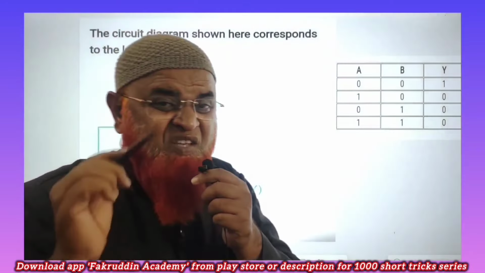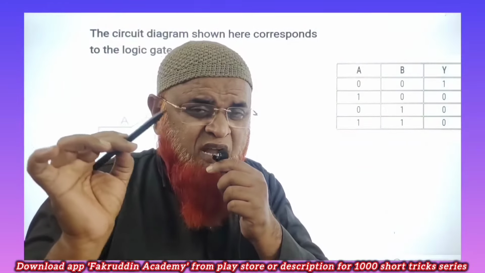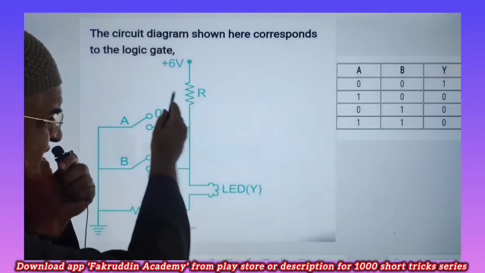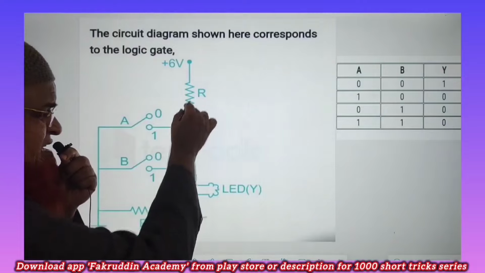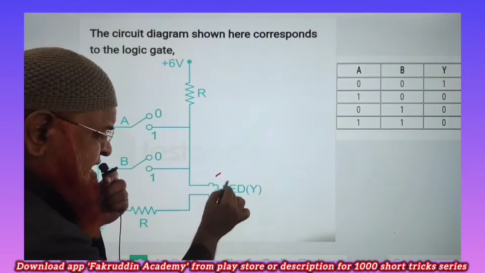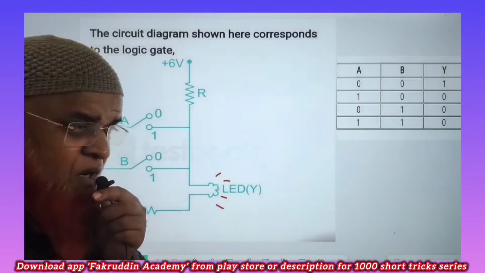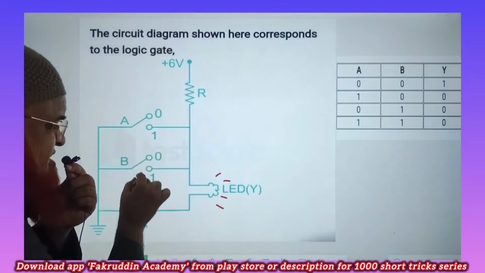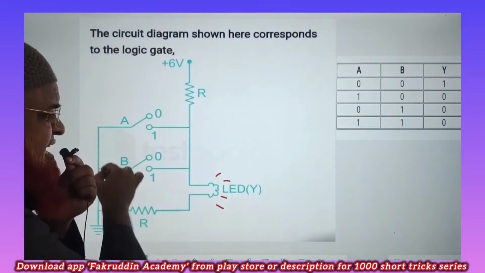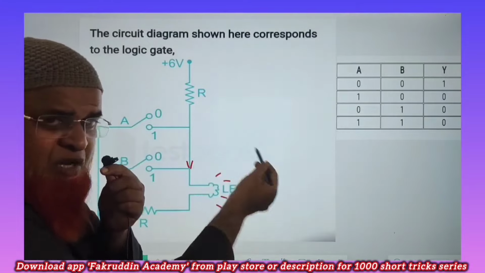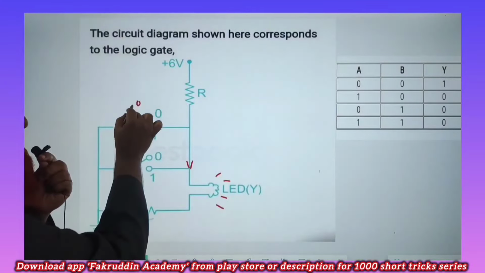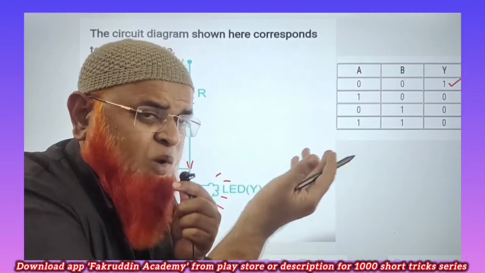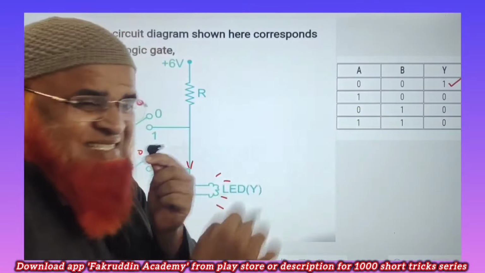My dear students, this is a NEET previous year question. I would like to explain this in a super simple way. You can just see the circuit here. This is a bulb here. See, this bulb will glow only when both are open. This is a switch which is open, this is open. Then only the current will pass through the bulb and the bulb will glow. Both open means this is 0, this is 0. And the bulb glowing means 1, not glowing means 0.